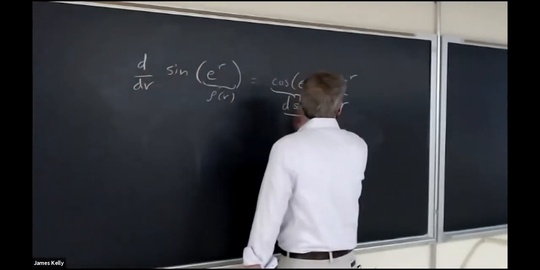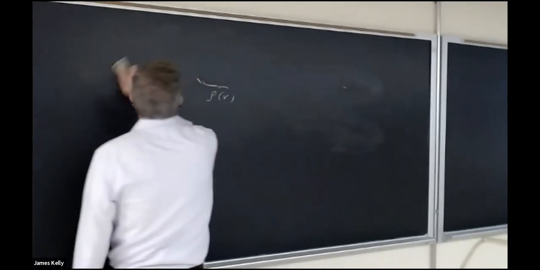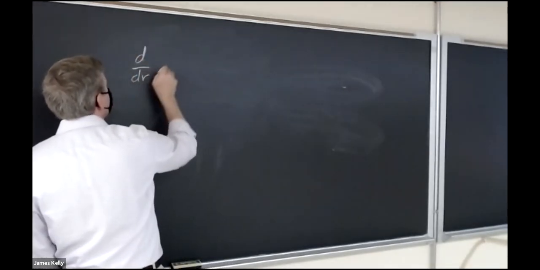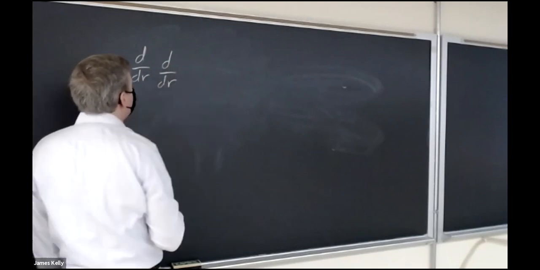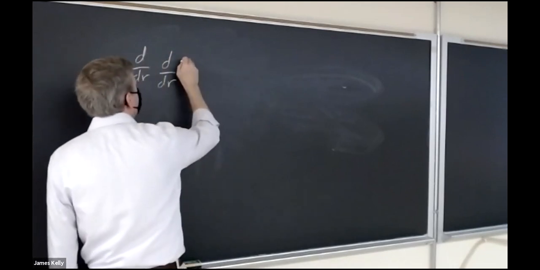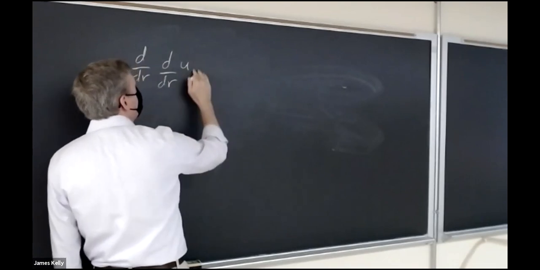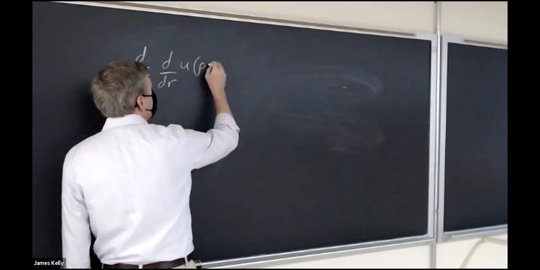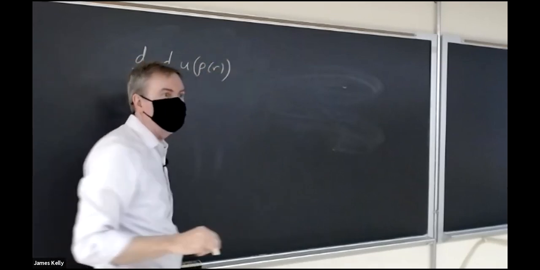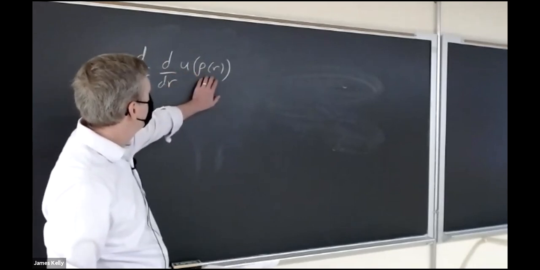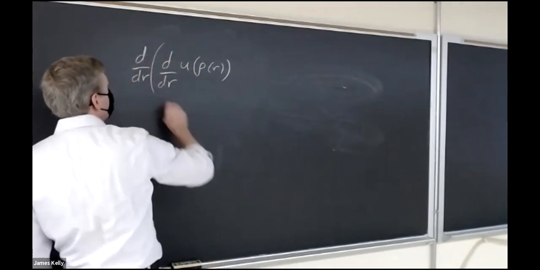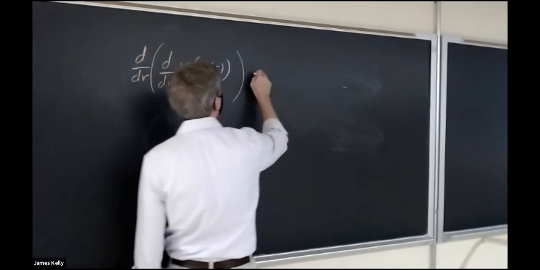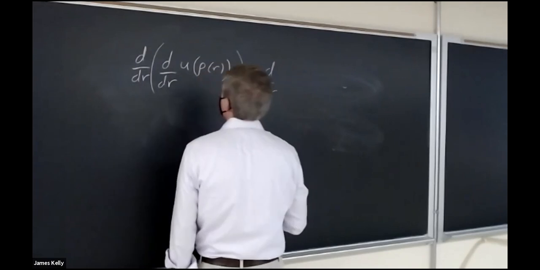So for us, we're working on this second derivative, and I'm going to do 2 steps at a time. The derivative with respect to r of the derivative with respect to r of u of r, but I'm going to write u as really a function of rho, which is a function of r. Here's my outer function and here's my inner function. Let's forget about the second derivative on the outside; we'll deal with that later.